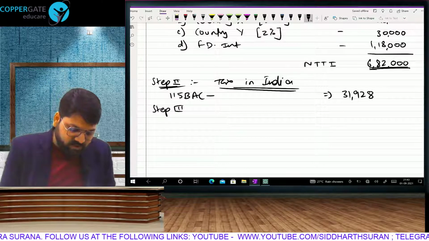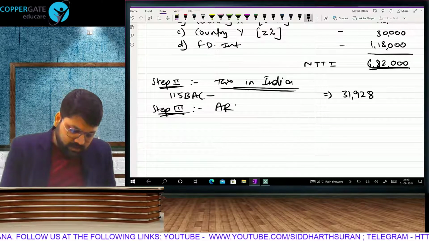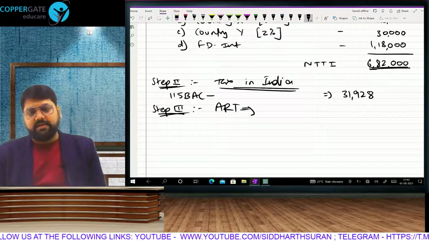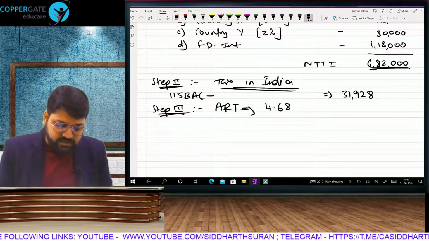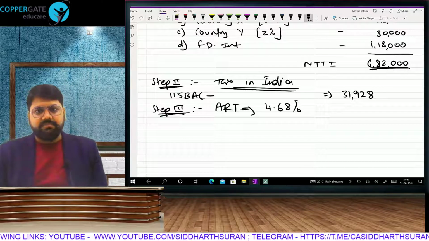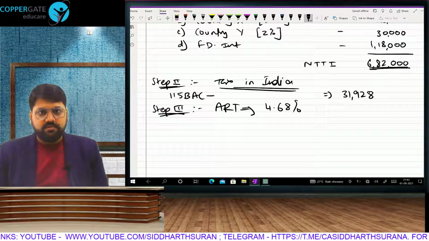Step number 3. What is our average rate of tax? 31,928 divided by 6,82,000 into 100. That is, to 2 decimals, 4.68%. You got it? Yes, sir.